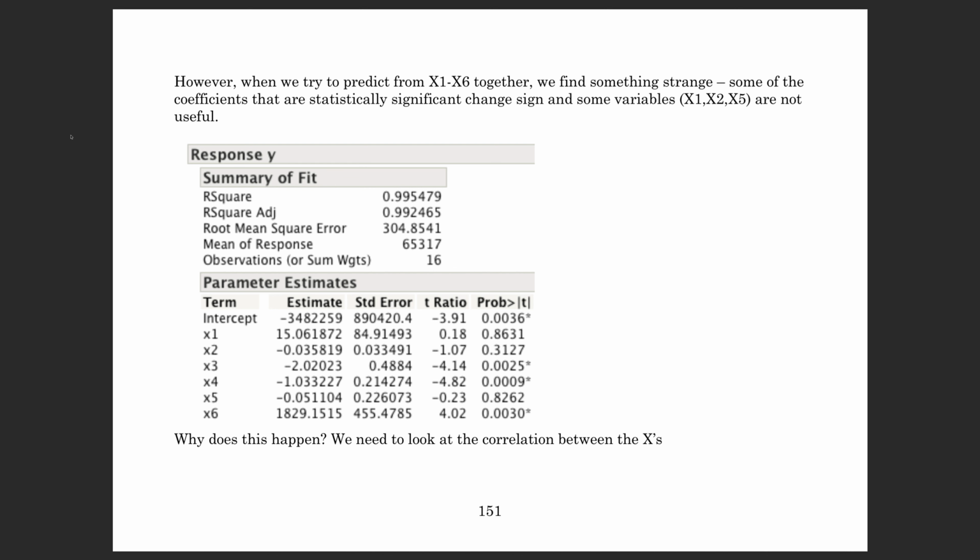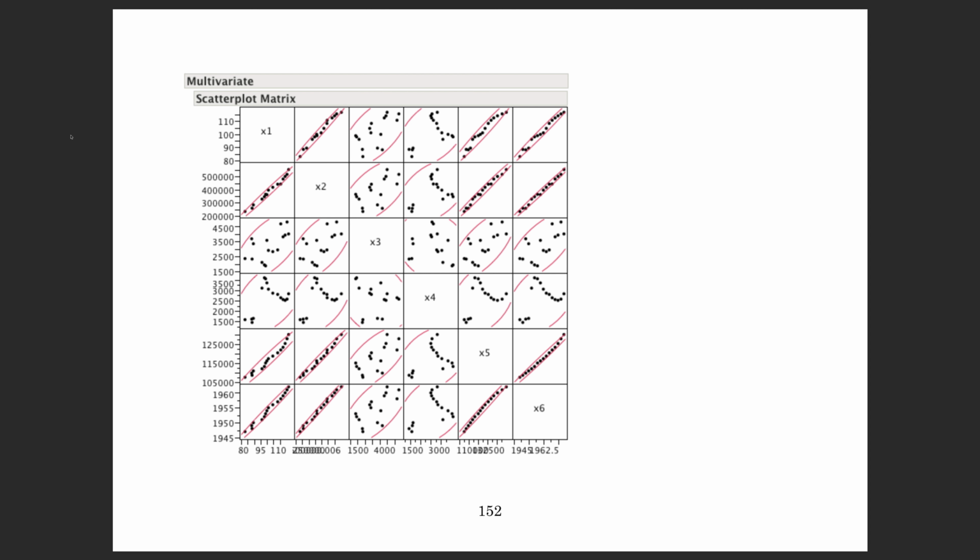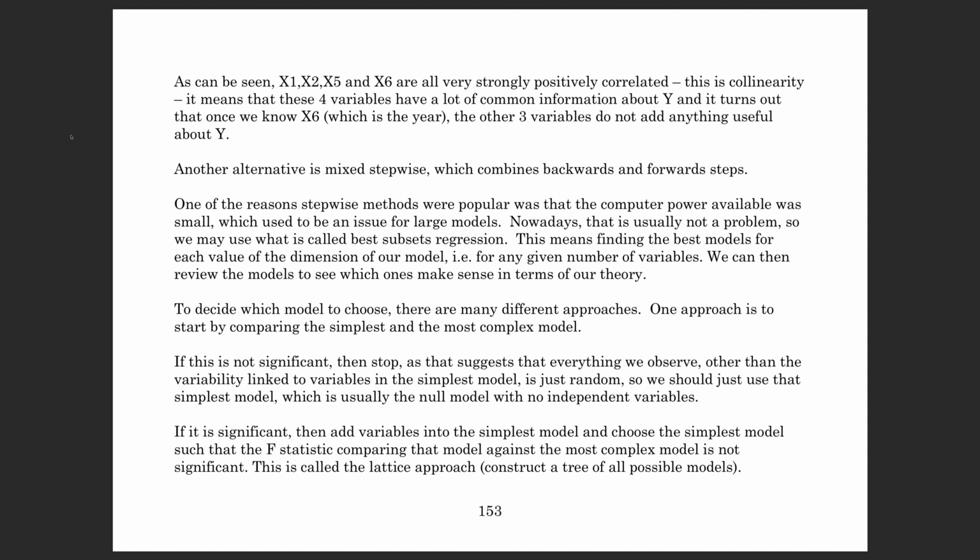So what about 3 and 4? Remember, if you look at it here, you can see that x3 and x4 are essentially uncorrelated with all the other variables. In other words, x3 and x4 include information that is separate from the information that is shared between x1, x2, x5, and x6. So what does that tell us? That means that 1, 2, 5, and 6 being strongly positively correlated is collinearity. They have a lot of common information.